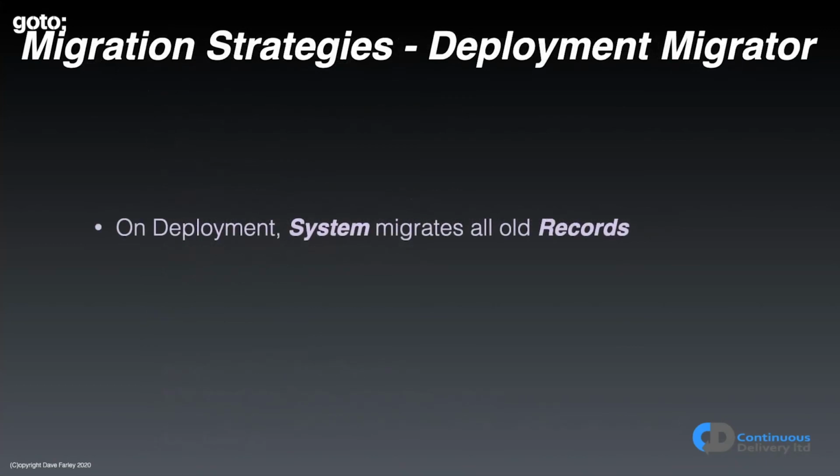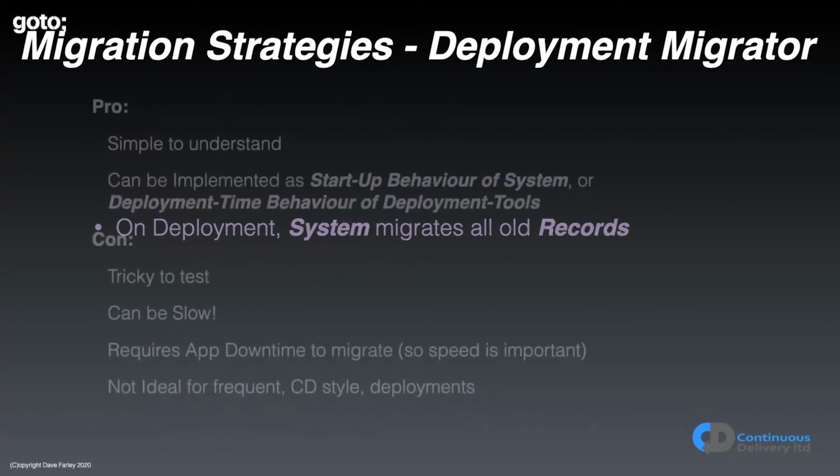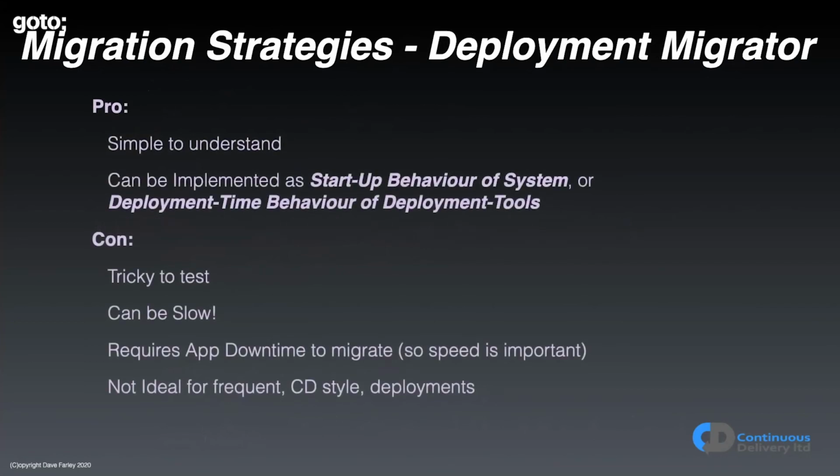The one that we've already talked about is deployment migrator, and that's the pattern that we described with the diagrams. At deployment time, the system migrates all old records. The advantage of this is that it's the easiest one to understand. It's what tends to spring to nearly everybody's mind when they think about data migration. It can be implemented as a startup behavior of the system or as a deployment time behavior of deployment tools, and so it's easy to think about.